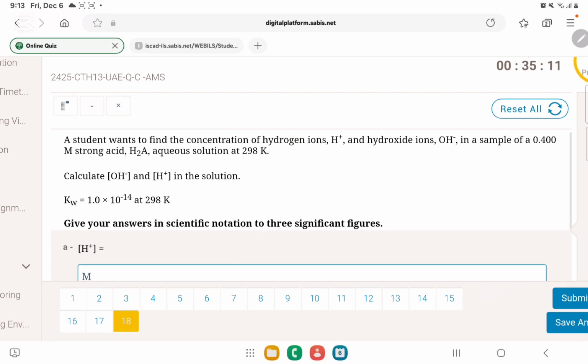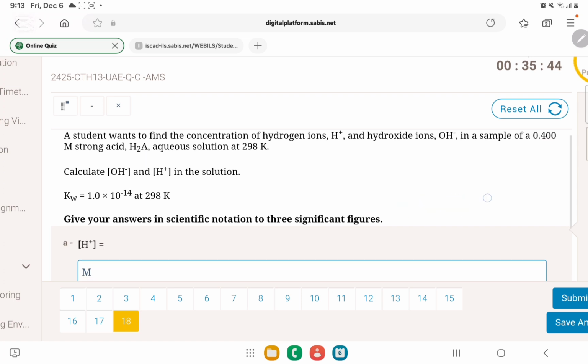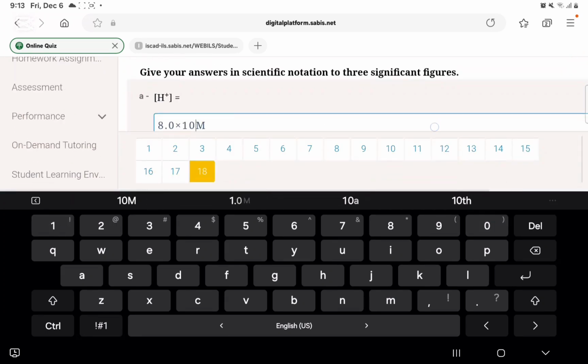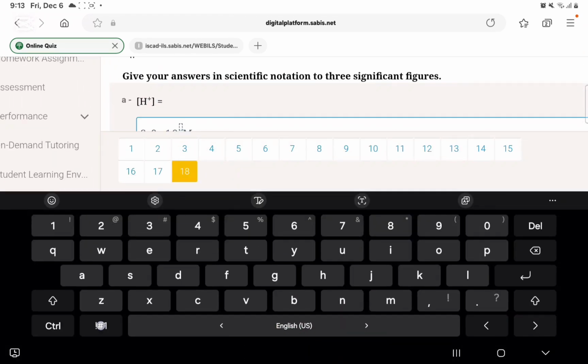Okay, the student wants to find the concentration of H plus and OH minus in a sample of 0.4 molarity of a strong acid H2A in aqueous solution at 298 Kelvin. So here they gave us a concentration of H2A, but since we have two H's, we're going to multiply it by 2, so 2 times 0.4. So the concentration of H plus in H2A is 0.8, so 8.0 times 10 to the power of -1.